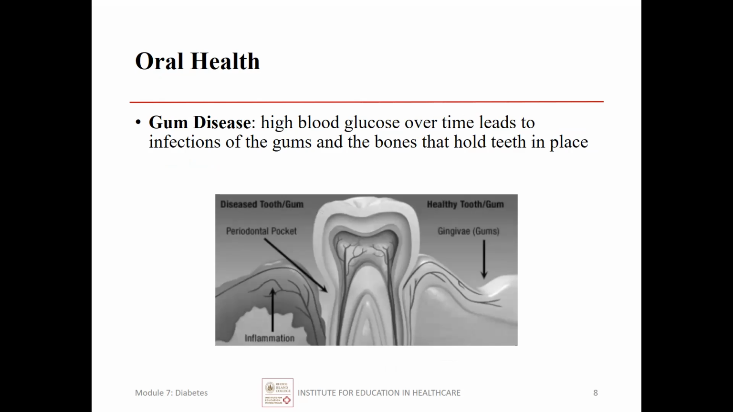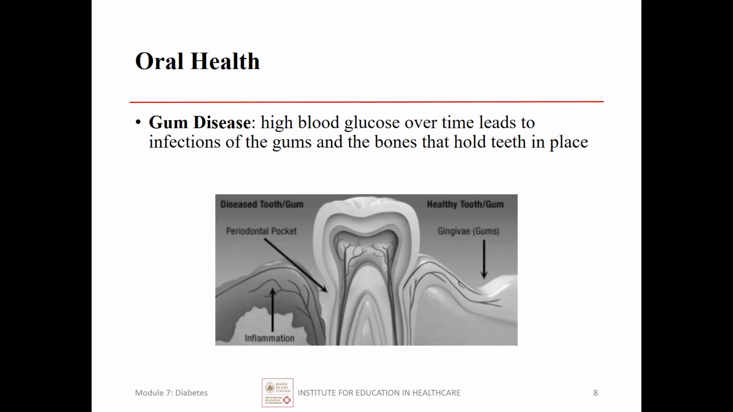Oral health is also very important because people with diabetes are more likely to have problems with their teeth and gums. High blood glucose over time can lead to infections of the gums and the bones that hold the teeth in place. It's important to care for your teeth and your gums every day to help keep them healthy. So brushing the teeth and flossing every day carefully. Keeping the blood glucose under control is important, and regular complete dental exams can help prevent dental disease.